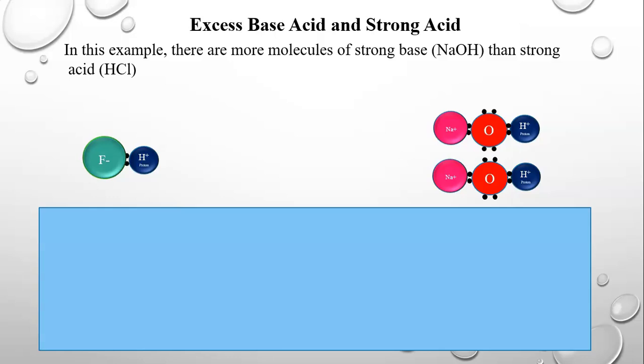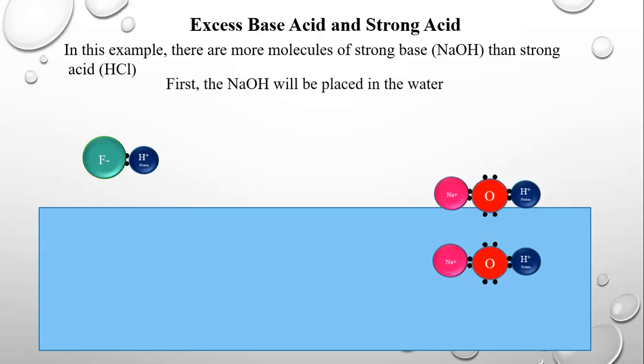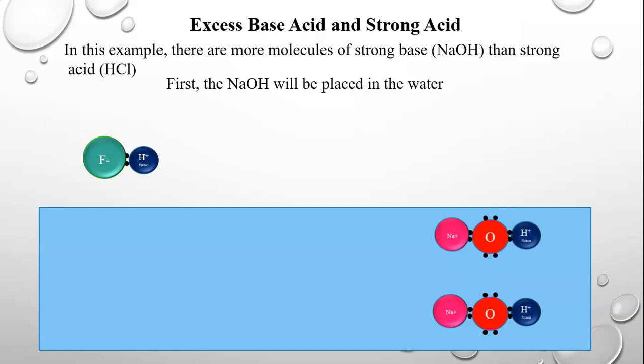So here we have one weak acid molecule on the left, and again, two strong base molecules over on the right. So the strong base outnumbers the acid. So first, the NaOH will be placed in the water. Again, the order in which you do this is not important.